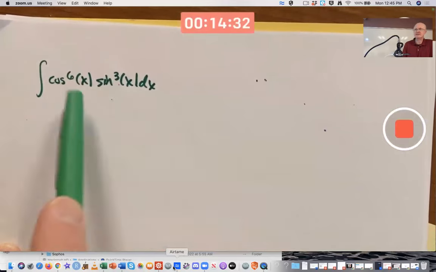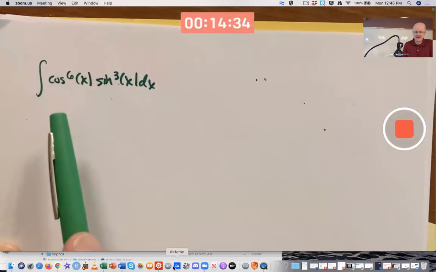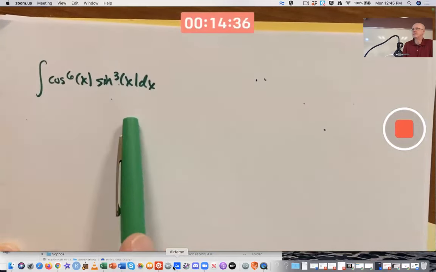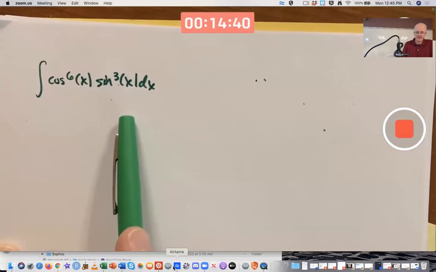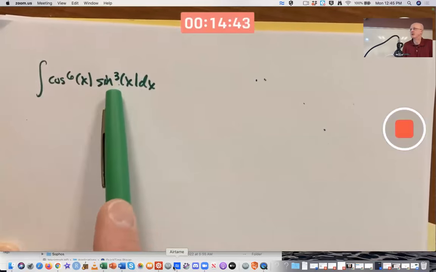In fact, I can do this integral, if I'm going as fast as I can, in probably about 1 minute, maybe 30 seconds if I really, really rushed it. Whereas if I made that a sine to the 4th instead of a sine cubed, I'm guessing it would take me at least 10 minutes, maybe 15.